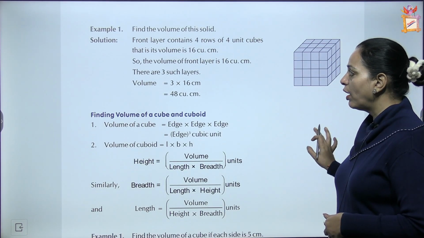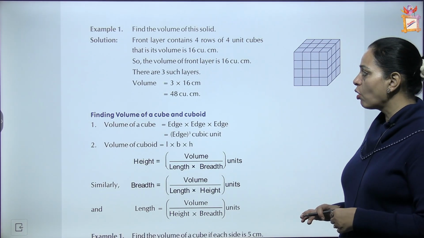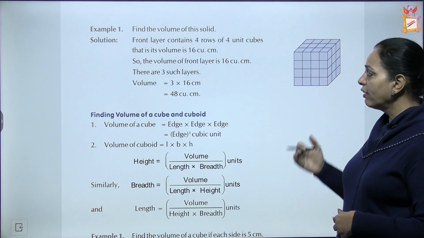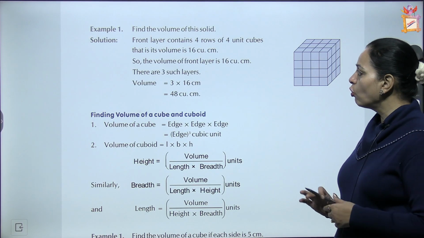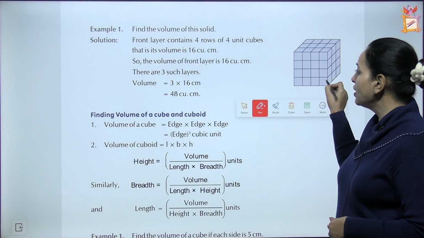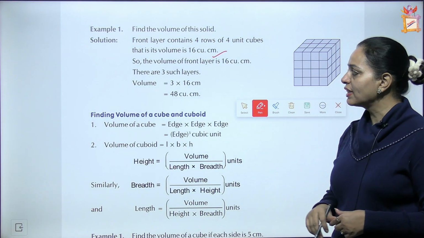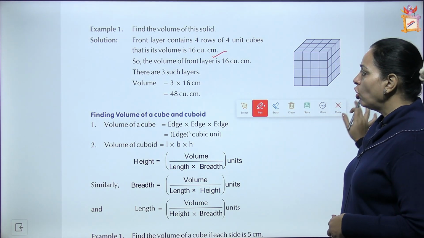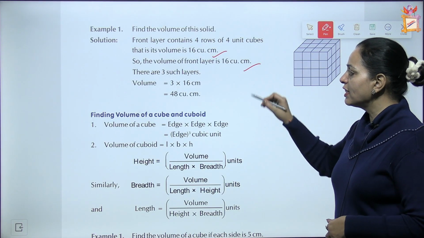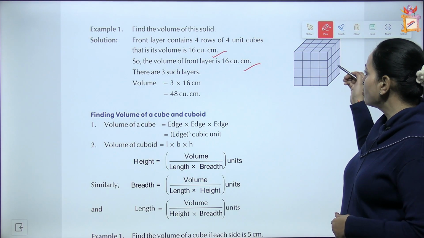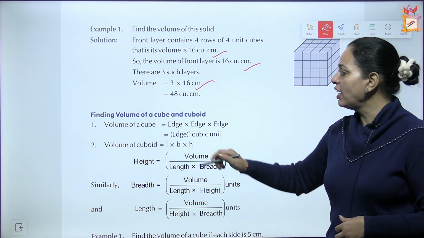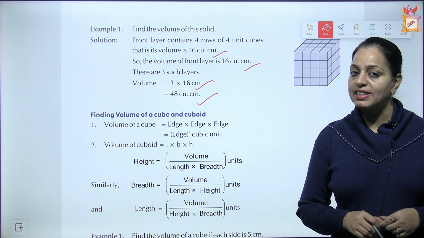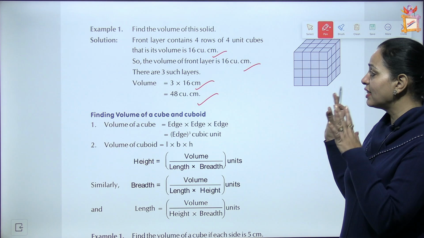Now example 1, find the volume of this solid. So the front layer contains 4 rows of 4 unit cubes. So its volume is 16 cubic centimeter. So the volume of the front is 16 cubic centimeter. There are 3 such layers, 1, 2, 3. It means 16 into 3, 48 cubic centimeter. Okay, just think about it.